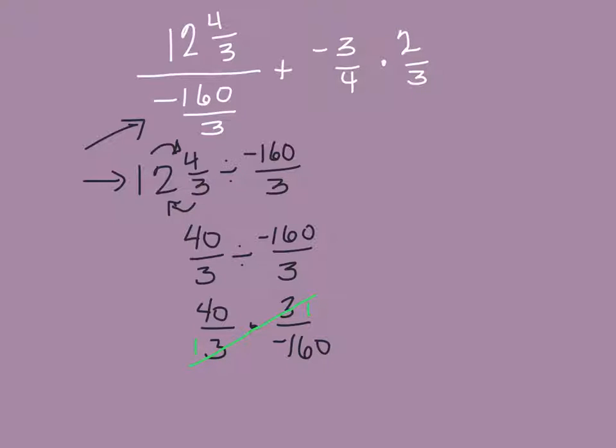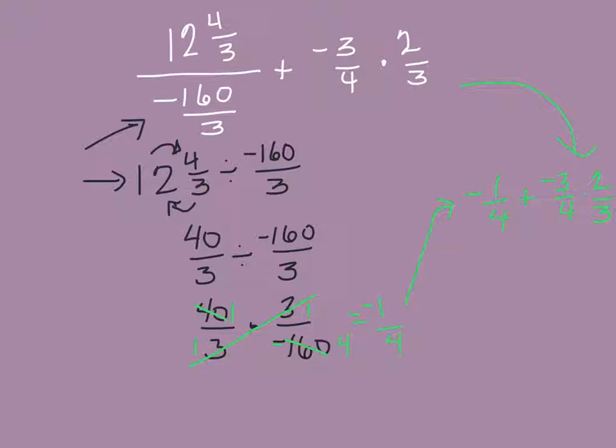And I should also notice 40 and 160. Well, what number goes into both of those? Should be 40. So 40 divided by 40, of course, is 1. And 160 divided by 40 is 4. Don't forget the negative, though. It is negative 4. So the top with the top, 1 times 1 is 1. Bottom with the bottom, 1 times 4 is 4. And that, of course, is negative. And now I need to bring both of those over here. So I've got negative 1/4 plus negative 3/4 times 2/3.